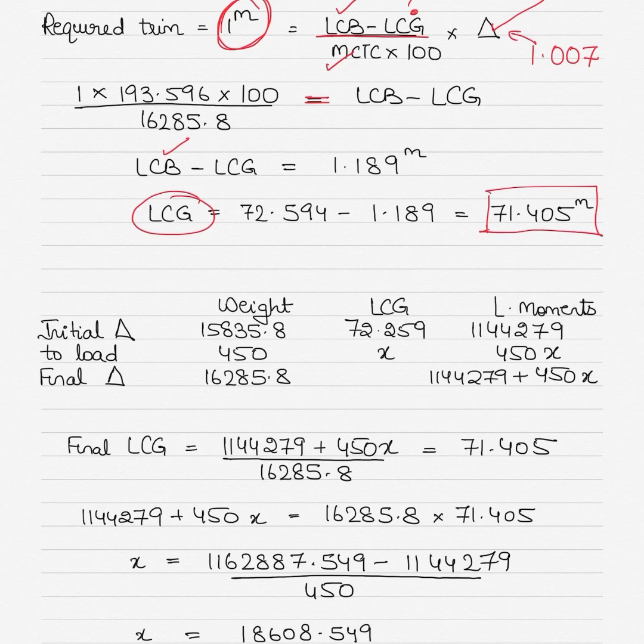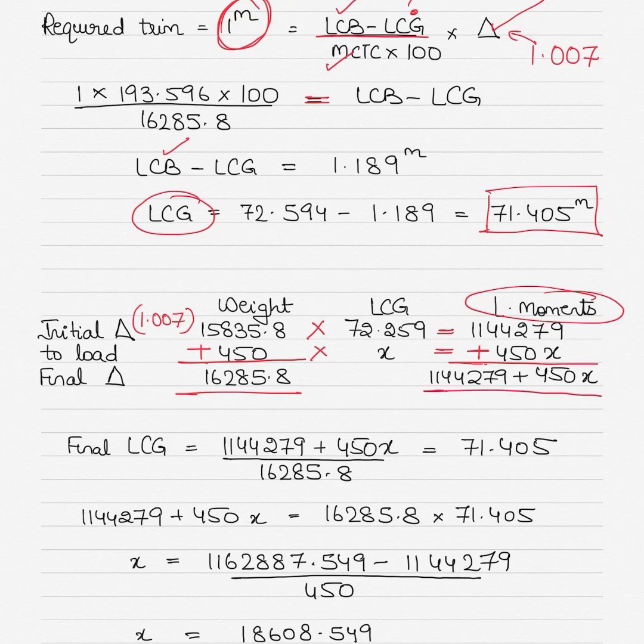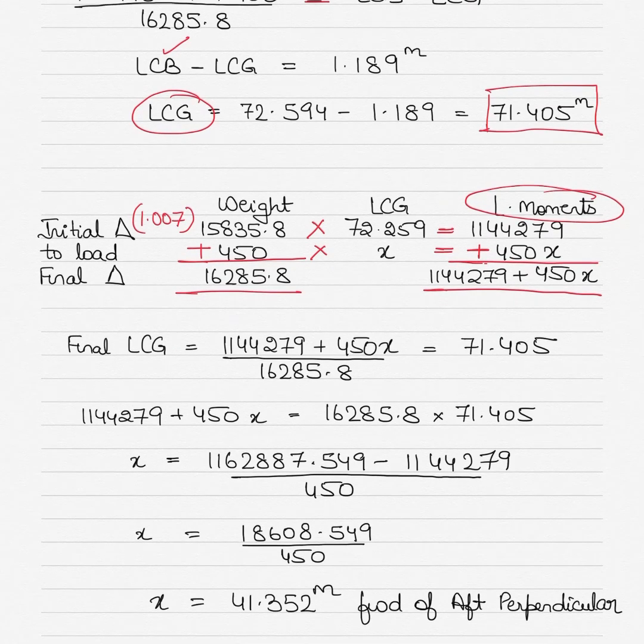So you will take your initial displacement 15835.8, and this is before cargo was loaded. This is again for a density of 1.007. You know your initial LCG that you found out, you will multiply it and you will find out your longitudinal moment. You know you have to load 450 tons of cargo. This will give you your final displacement. You don't know where it is to be loaded from, so you will call it X and you will get 450X. Because you will be loading, the longitudinal moment will be added. So this is your final longitudinal moment.